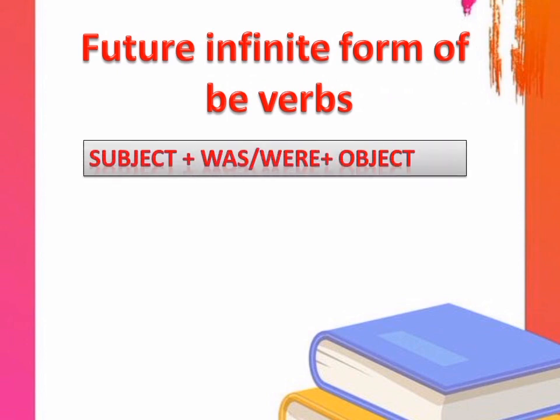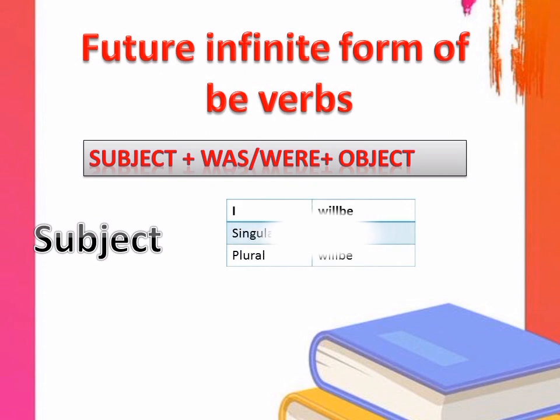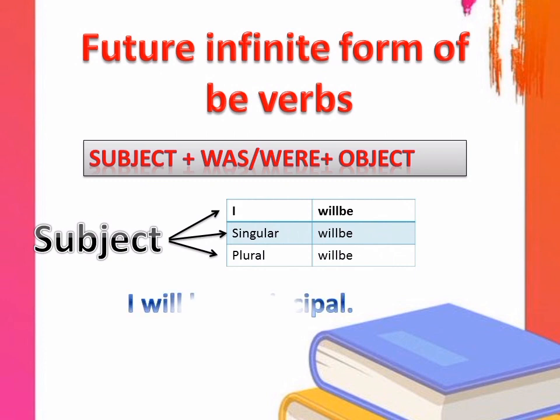Finally, let's learn about future infinite form of be verbs. The sentence structure is subject plus will be plus object. When the subject is I, we can use will be. When the subject is singular, we can use will be. When the subject is plural, we can use will be. Examples: I will be a principal. She will be a nurse. They will be good doctors.